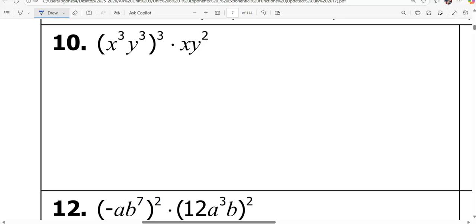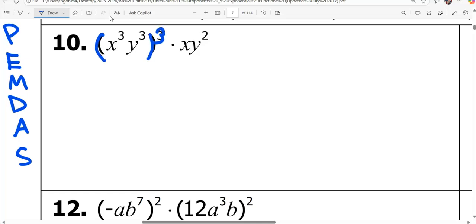Okay. Y'all remember PEMDAS? Order of operations. Please Excuse My Dear Aunt Sally. Parentheses, exponents, multiply, divide, add, subtract. Now check it out. When I see parentheses, the first thing I want to do is take this power 3 and multiply. So X to the what? 3 times 3 is 9. And then Y, 3 times 3, is 9. Bring this down times XY squared.